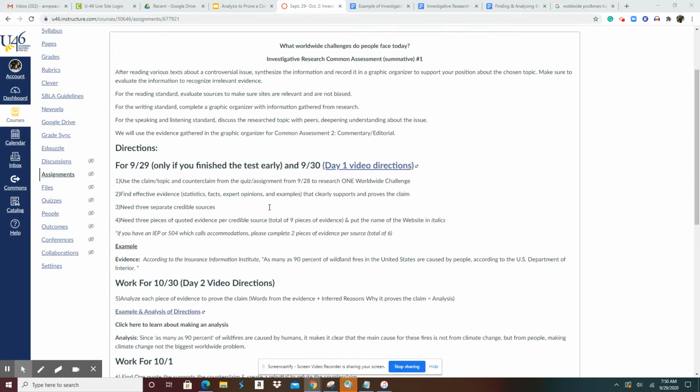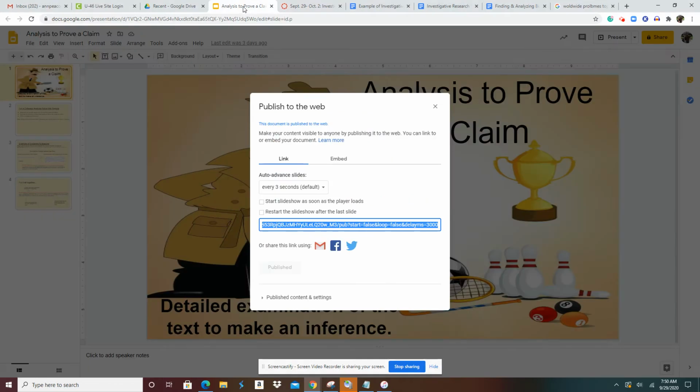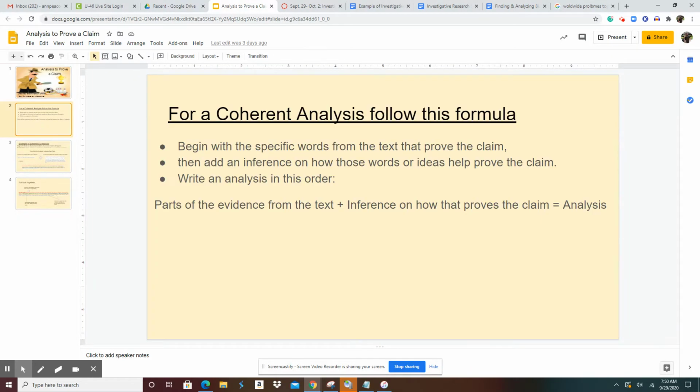So in this document, an example of analysis and directions, it's the same thing that I asked you to do when you were analyzing bias and when you were analyzing the effective or credible evidence. It's the same thing. So please go back to those 2 documents and look at the feedback I gave you in Canvas. So here's a slide on evidence and finding evidence for a coherent analysis, we already talked about that in class. Here's the formula.